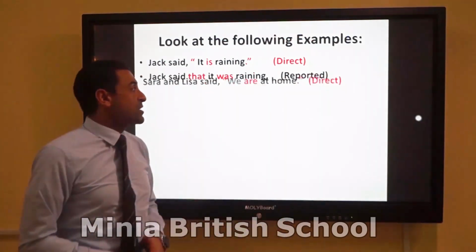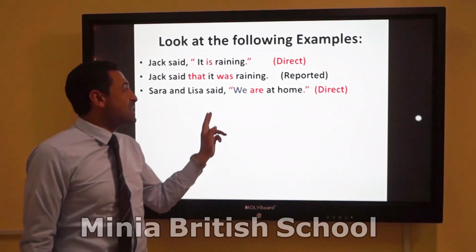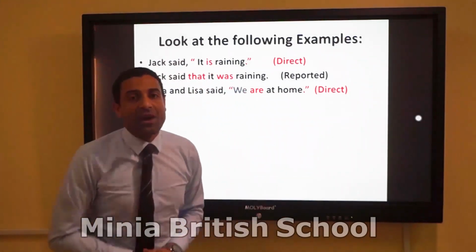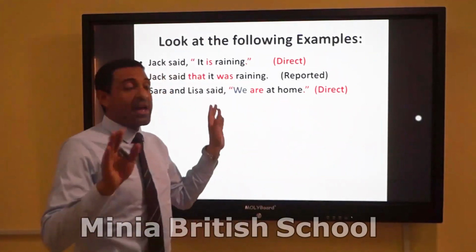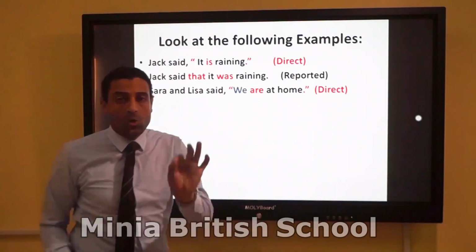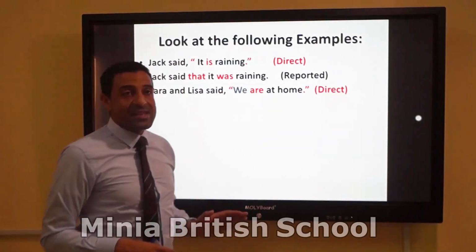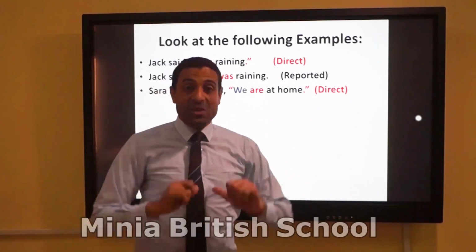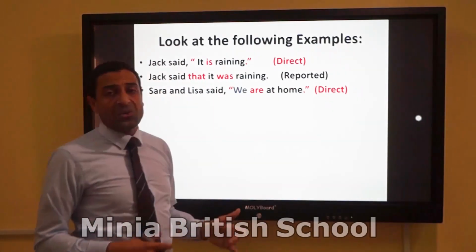But now let's read another example. Sarah and Lisa said, "We are at home." Of course, this one is direct speech. How did you know that it's direct speech? It's according to the punctuation of the sentence. When Sarah and Lisa talked together, they said we, because they are talking about themselves.